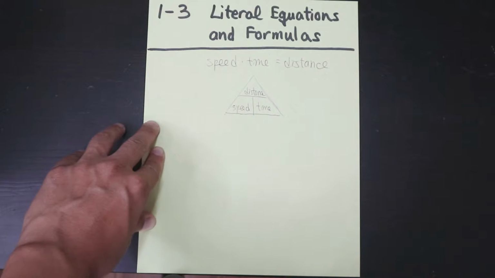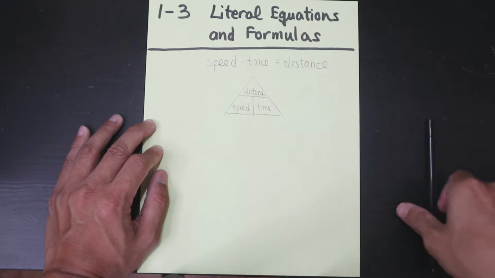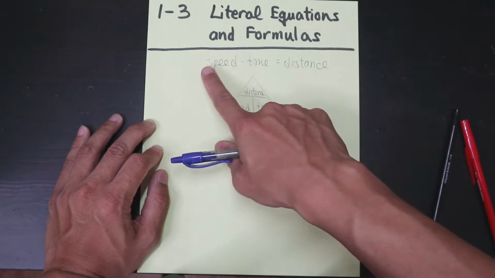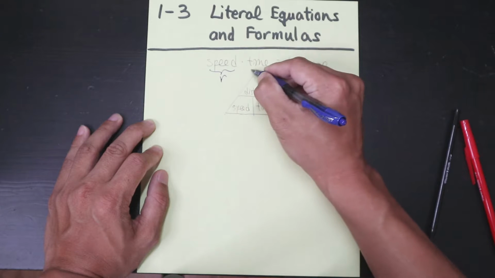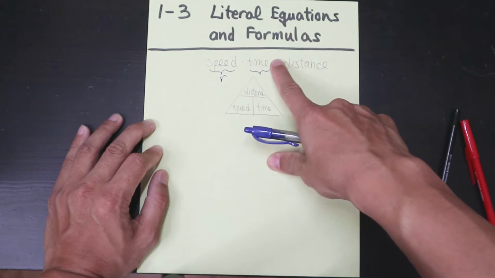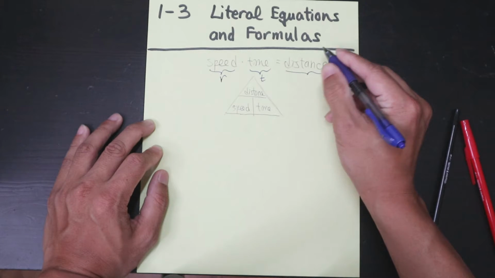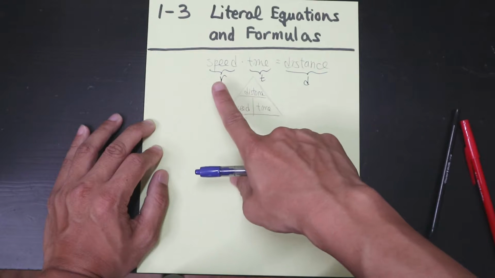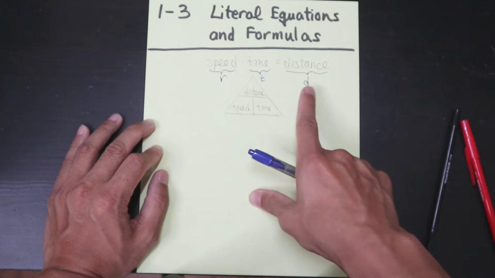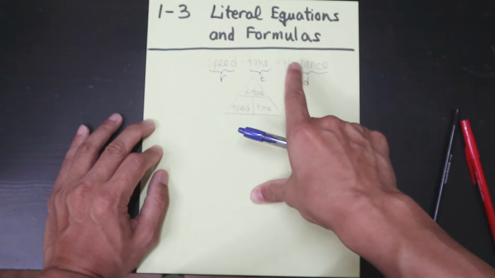And we could use a couple of formulas to express this relationship. So instead of using the word speed, we usually use the letter R. And then instead of writing the whole word time, we're going to use the letter T. And then for distance, we're going to use the letter D. So I think in the past, you probably learned that R times T is equal to D, because speed times time is equal to distance.